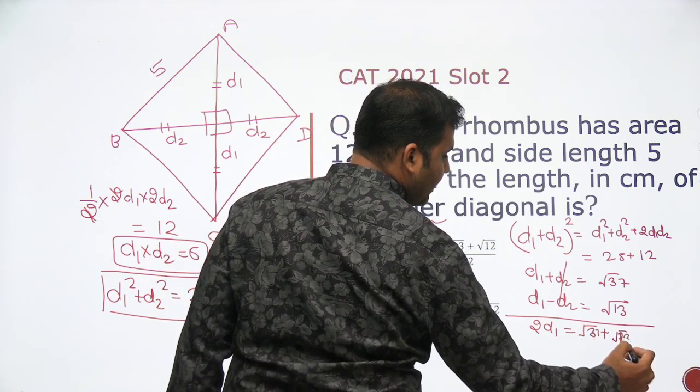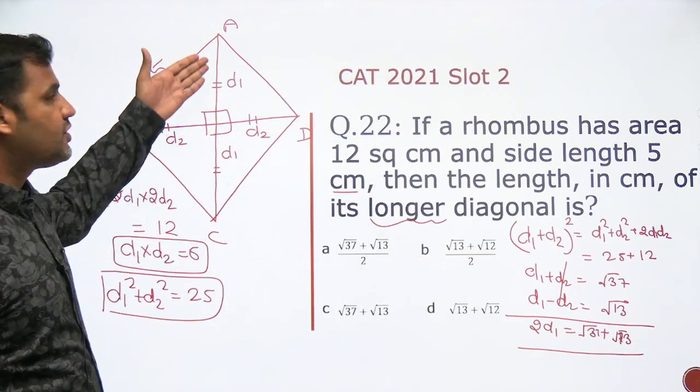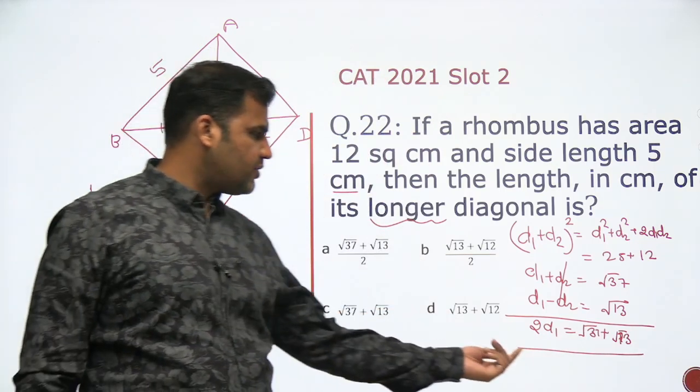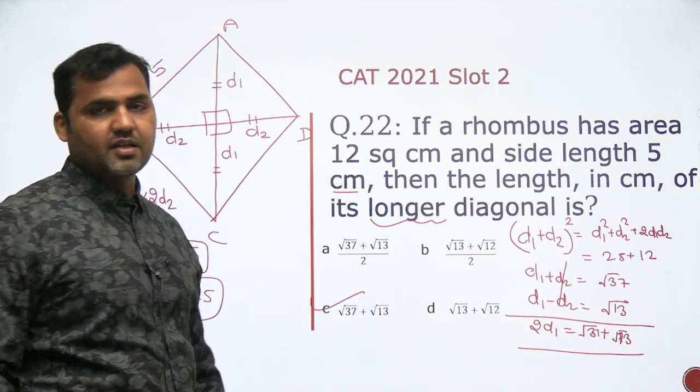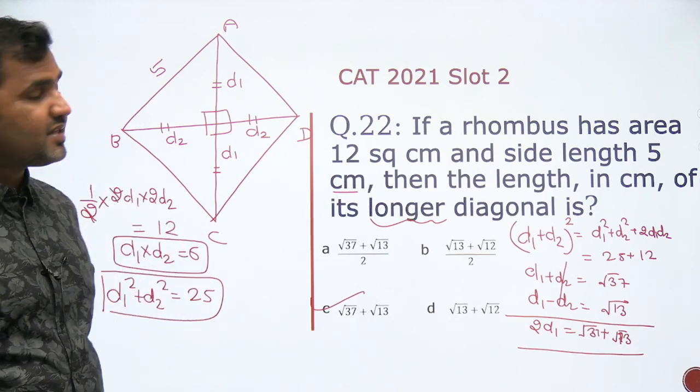And my longer diagonal is 2 times D1, and 2 times D1 is root 37 plus root 13. So the answer is C option. That's correct, guys. C is the correct answer. Very easy, you guys see that.